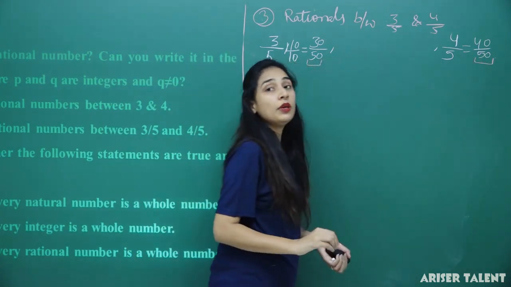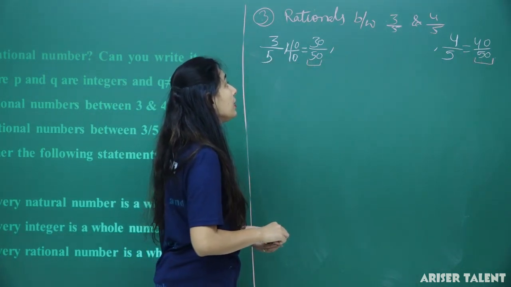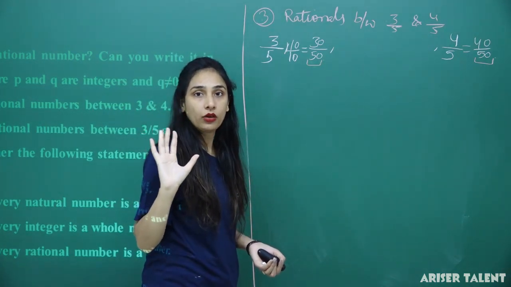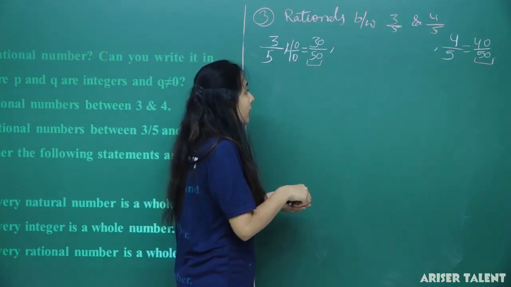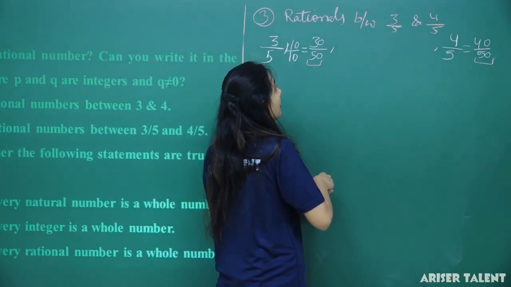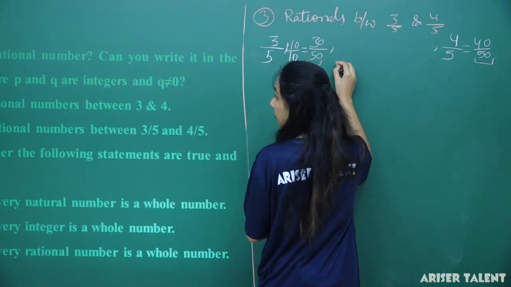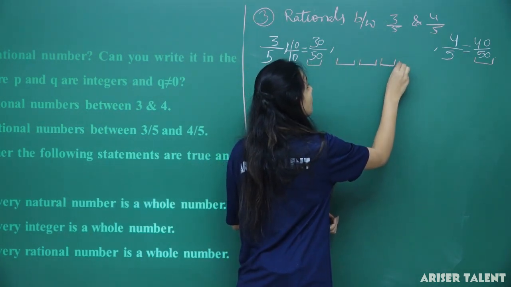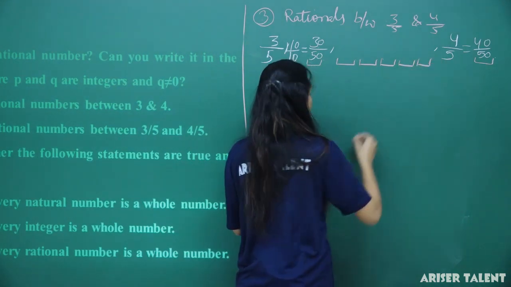So the denominator is the same. Now you have to insert between 30 and 40 some 5 numbers. Any 5 numbers you can pick. So how many numbers will it be? 5 numbers, right? So 1, 2, 3, 4 and 5 numbers you have to fill in.